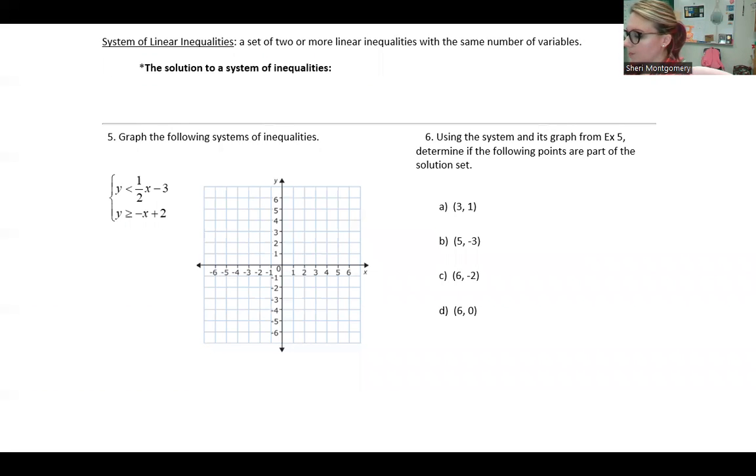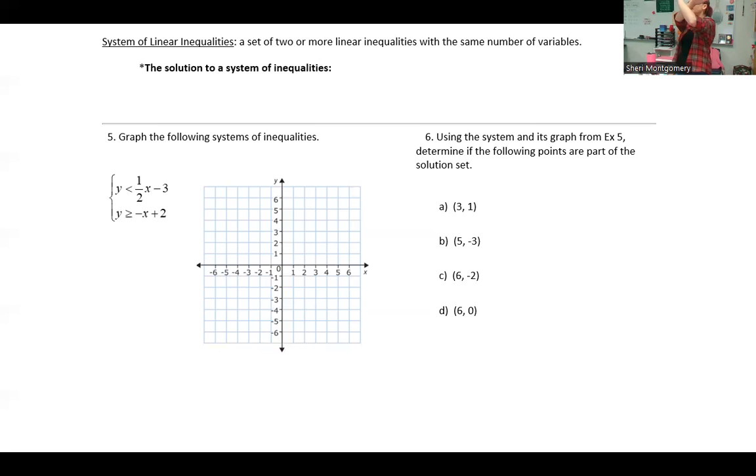On the back side, up at the top, it says a system of linear inequalities is a set of two or more linear inequalities with the same number of variables. So it also says the solution. The solution, let's back up. The solution to just lines, if you got a couple of lines or two lines, the solution is where they cross, right?